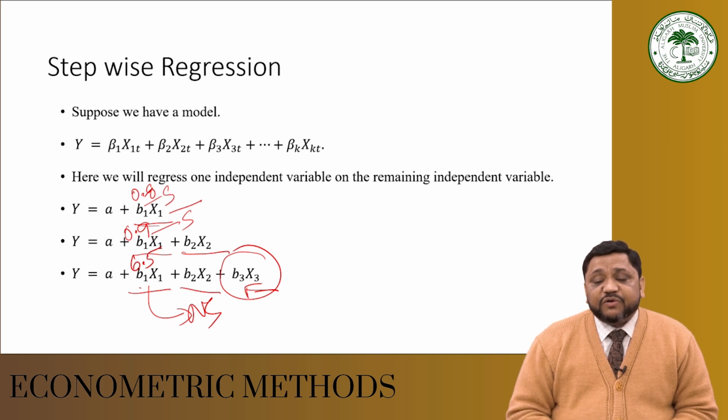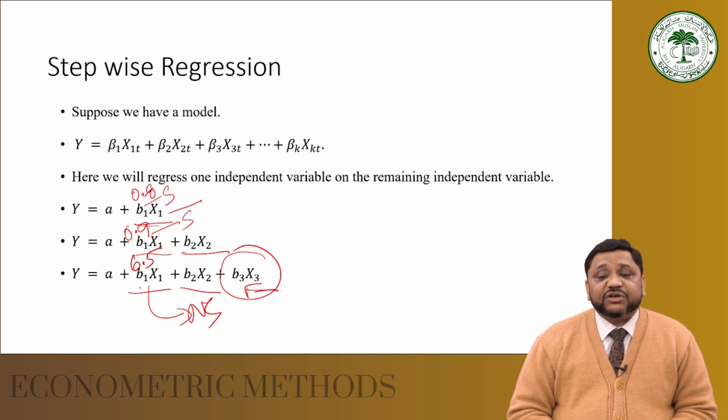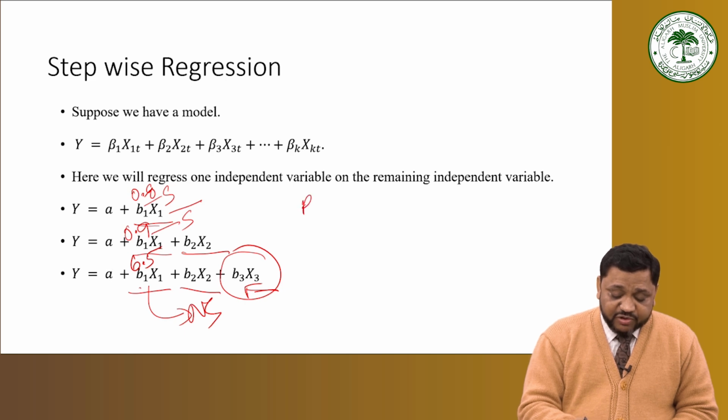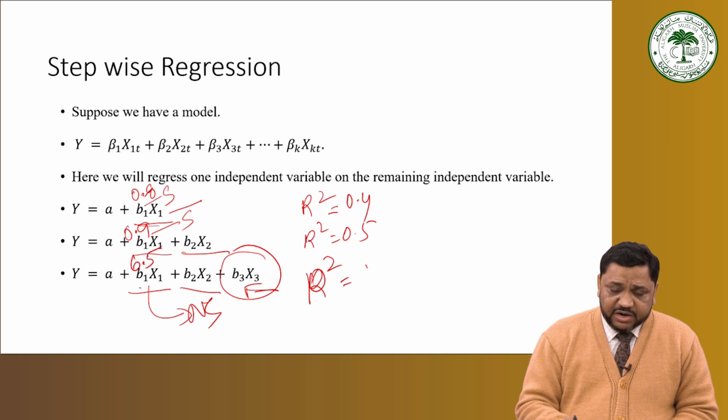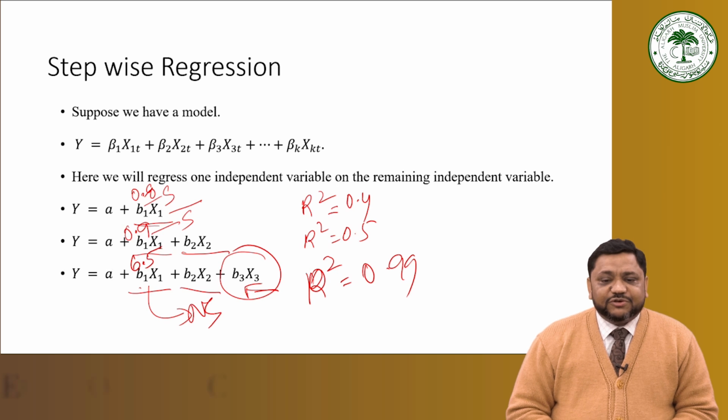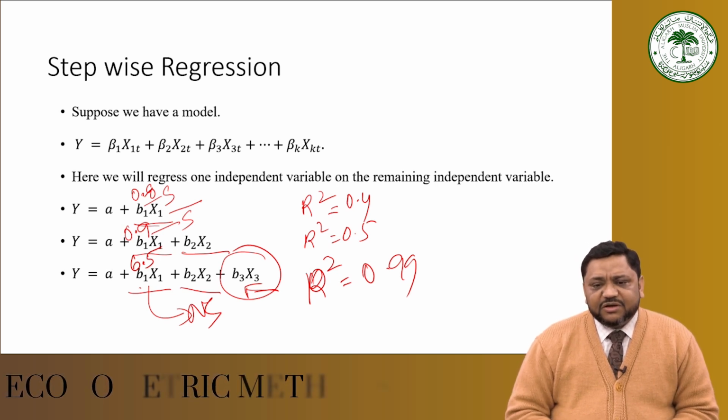So R square also we have to check, it gives an indication of multicollinearity. Say when we move from here, R square was equal to 0.4, here R square is equal to 0.5, and the moment x3 is incorporated, R square is equal to 0.99. So R square also gives an indication of multicollinearity.